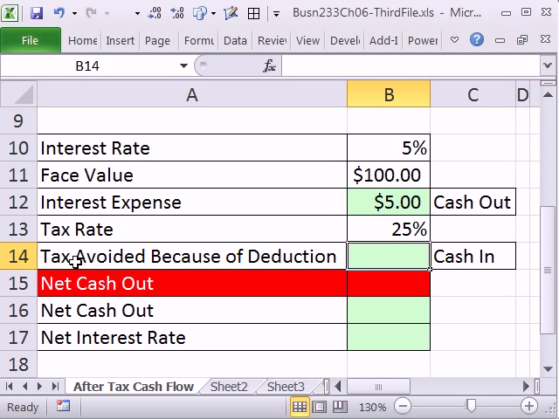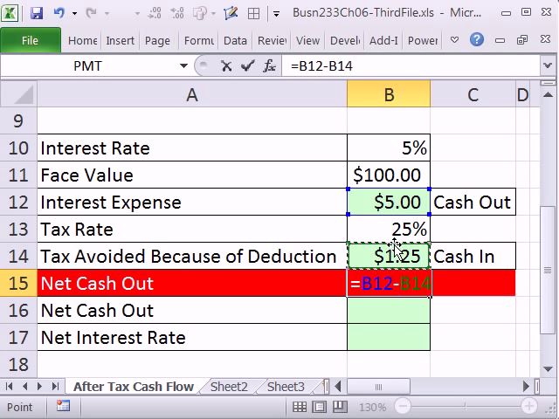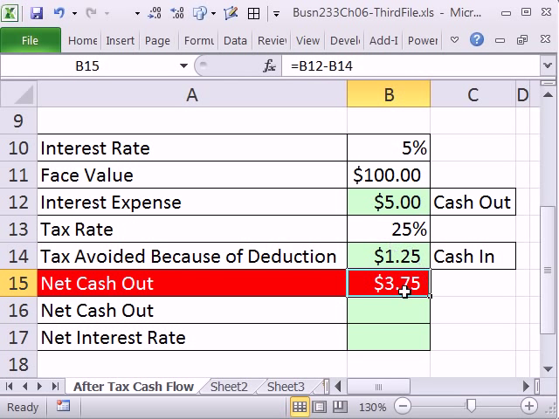However, we're going to list this expense right here on our tax return, and that means it's a deduction. So this will allow us a tax avoided because of deduction. So we simply say this times our 25%. And then our net cash out is this. Same basic calculations we did on the revenue side, but now it's on the expense side. So really, when we make this calculation, we need to realize that there's only $3.75 net cash going out.